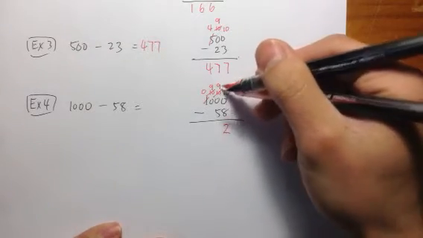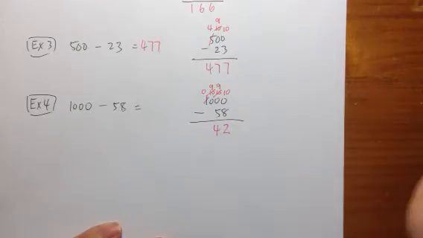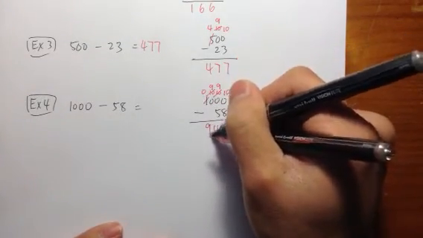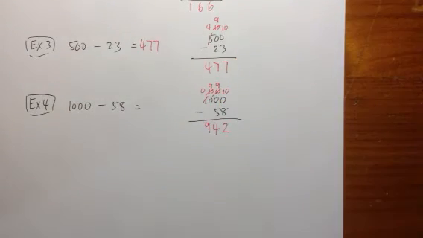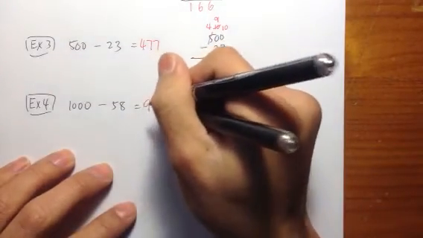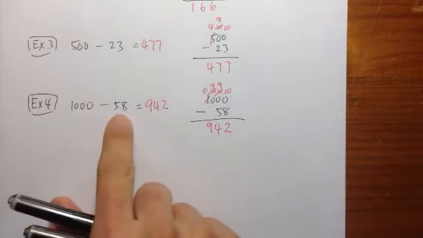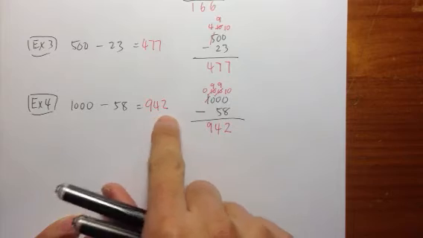Moving to the 10's place, 9 minus 5 is equal to 4. And then 9 minus 0 is equal to 9. And then 0 minus 0 is equal to 0, so you don't need to bother to write that down. The answer, 942. The difference between 1,000 and 58 is 942.